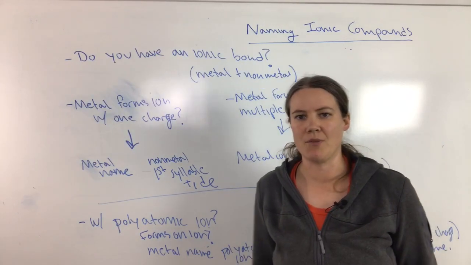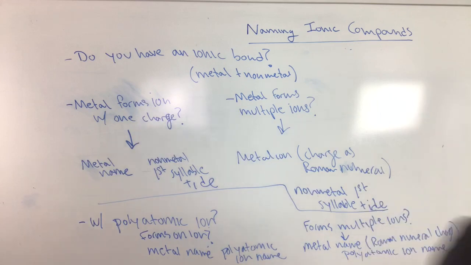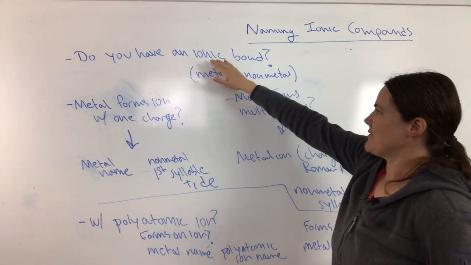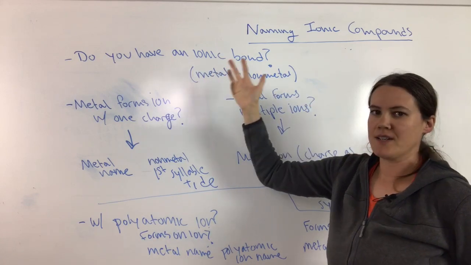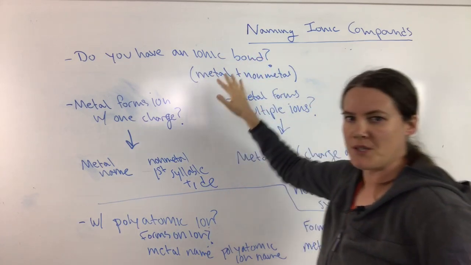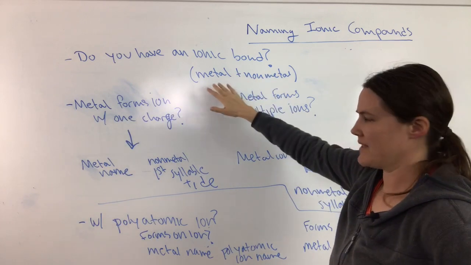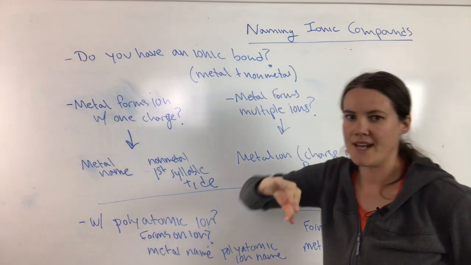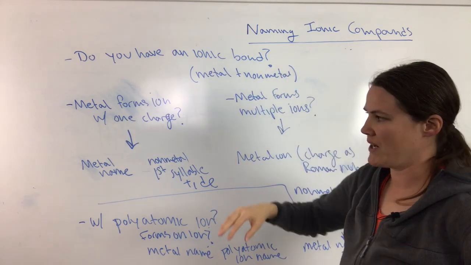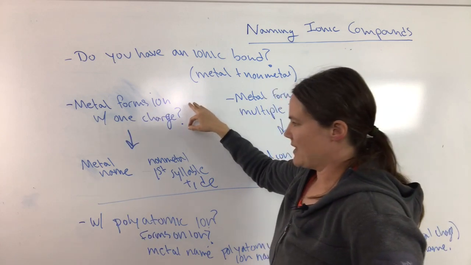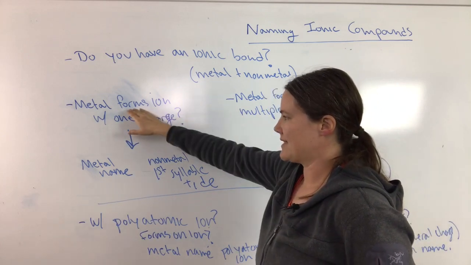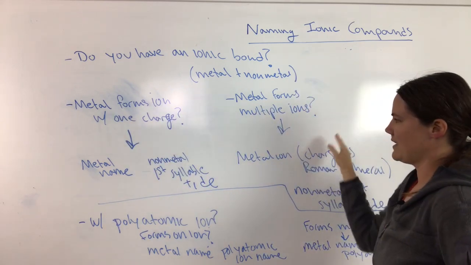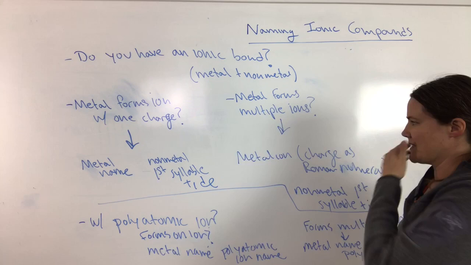So just real quick, I want to summarize the rules of naming ionic compounds. The first thing you need to do is figure out, do you have an ionic bond? And remember that an ionic bond is a bond between a metal and a nonmetal. So if you have a metal and a nonmetal, you have an ionic bond, and so you're going to name this using the ionic compound rules. So then what you want to do is figure out, okay, well, does the metal form an ion with one charge, or does it form an ion with multiple charges?